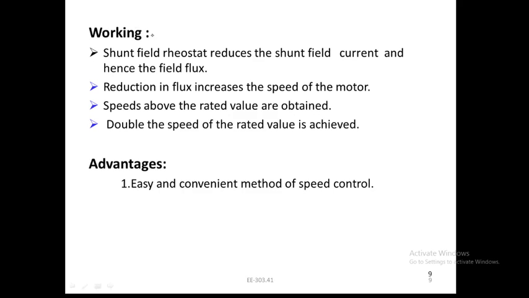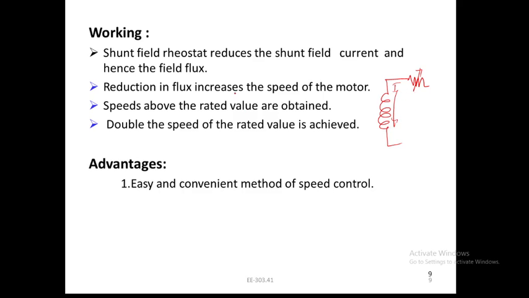So the shunt field resistor reduces the shunt field current and hence the field flux. Okay, the shunt field rheostat reduces the shunt field current. So when you connect this rheostat to the shunt field, it changes the flux. Here the shunt field current is there, and if you control this, you can also control the speed.